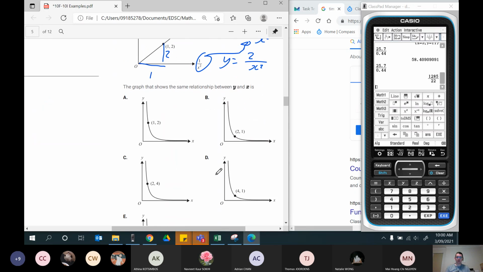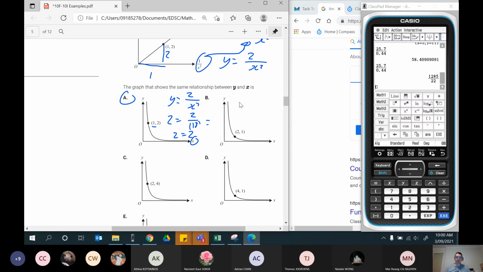So which one shows this? Well, there's two ways you could do it. You could actually graph it if you wanted to. Alternatively, now that this is x, I can substitute x in and see which one is true. So I've got y equals 2 on x squared. This is x, so I'm just going to substitute x in and see if it equals y. So does 2 equal 2 on 1 squared? 1 squared is 1. That means that equals 2. So 2 does equal 2. So it's going to be A.